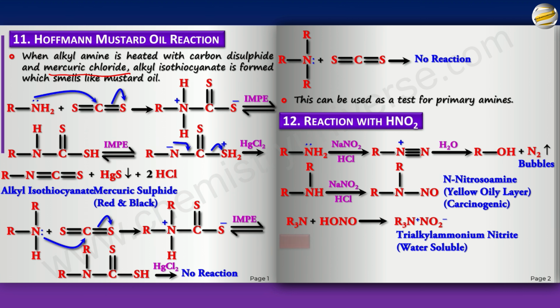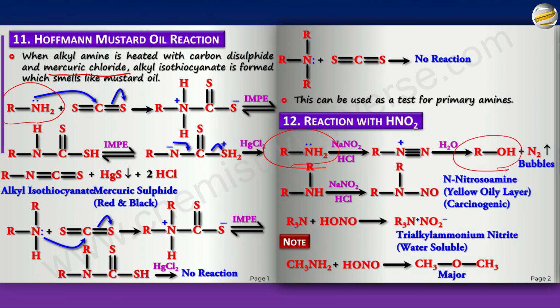But there is one particularly important thing that you need to understand: even though we did say that primary amines end up becoming alcohols, it doesn't happen with methylamine. Methylamine does not form methanol. It in fact forms an ether, because this is a good leaving group. And if you have a methylamine and this is converted to this, what basically happens is that part of it would become an alcohol, part of it would still be a diazonium ion, and this will attack this, and then the H plus will release and you will get dimethyl ether. So this is the major product.